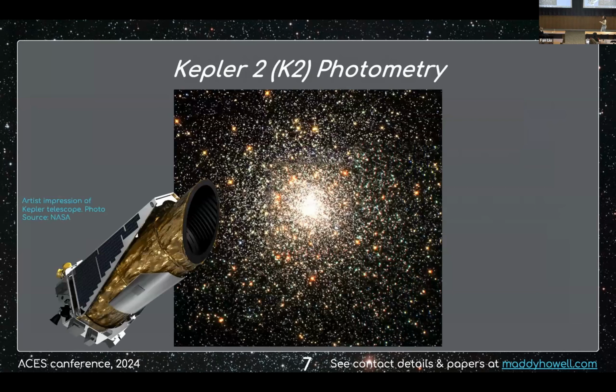So I just wanted to briefly talk about this because I think it's a good visual. So for my study, I was using K2 data, which is Kepler's second mission. And I wanted to compare the K2 photometry to other telescopes. So this is a fantastic image of one of my clusters, M80. This is from the Hubble Space Telescope. It is so beautiful. It's one of the reasons that I love globular clusters.